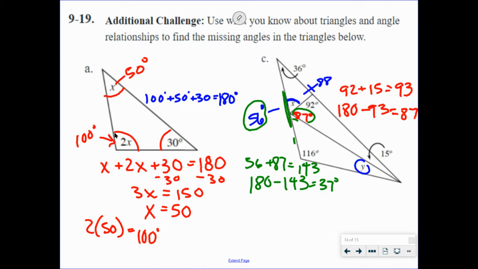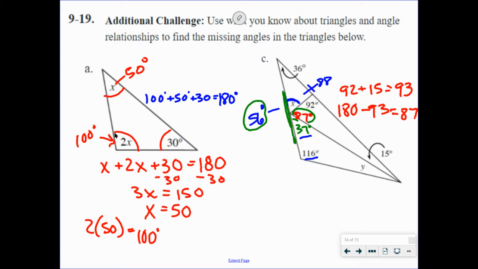Now we have our tools to solve for y. So we said that guy's 37. Pause the video here and try to solve for y. Did you do it? All right, let's check this out. We have this 116 and we have our 37. We're trying to find y.